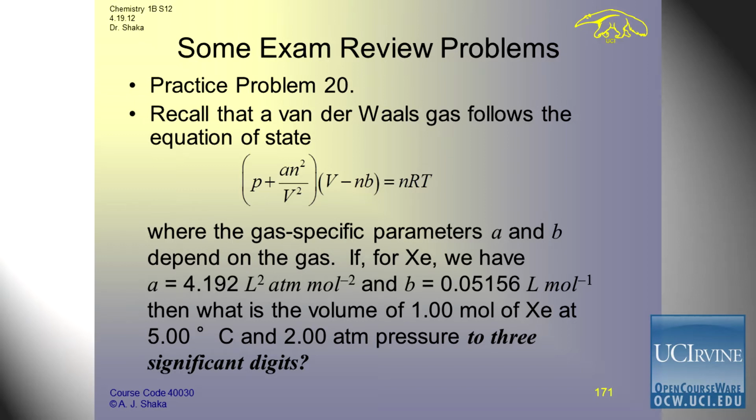Similar to nb, for volume equals liters, nb also will have to be liters. And so b is going to be liters per mole because n is mole. So mole times liters per mole gives you liters. So go ahead and take a moment to try and find the volume of 1 mole of xenon at 5 degrees Celsius and 2 atm pressure to 3 significant digits. Okay.